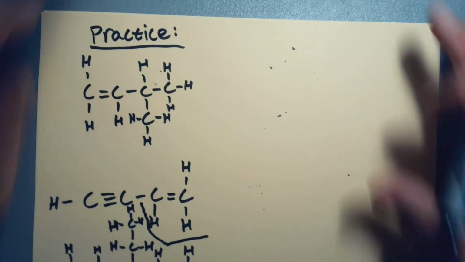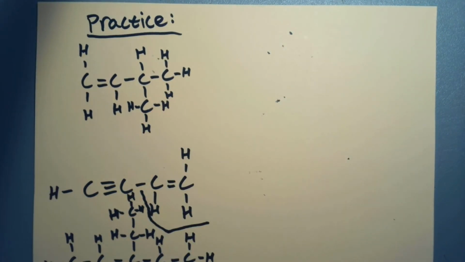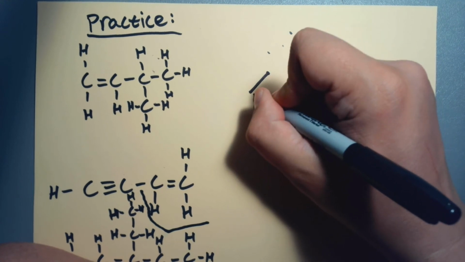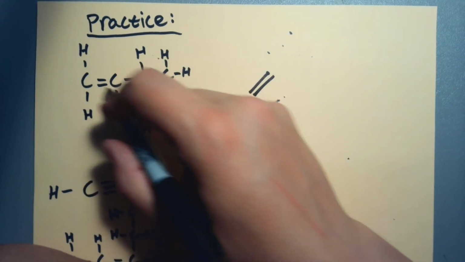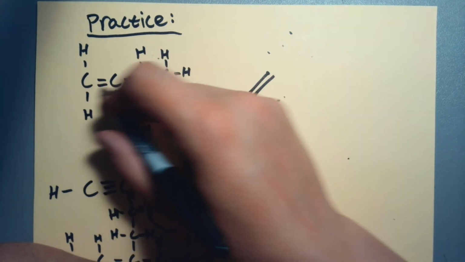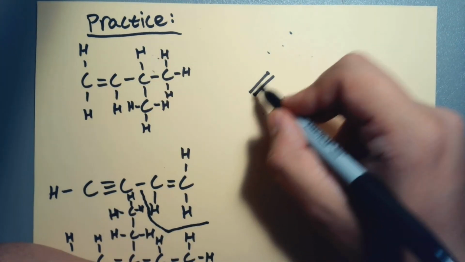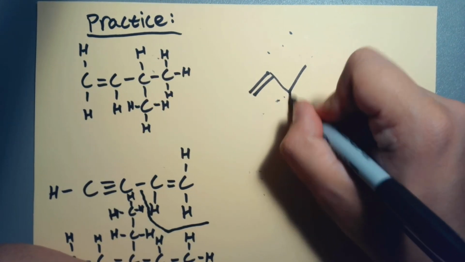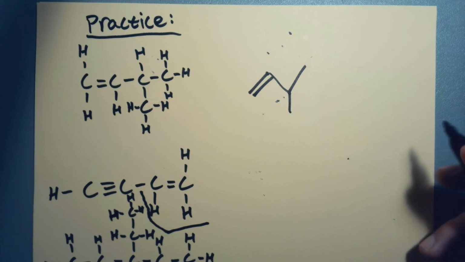Okay. So, let's do the first one. Carbon, carbon. Boom. It's a double bond. Okay. Got a double bond there. My main chain is going to go boom, boom, boom. That's going to be my main chain. So 1, 2, 3, 4. And on the third carbon, I have a side chain.